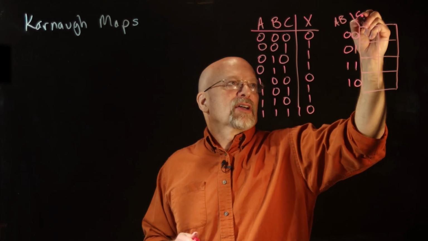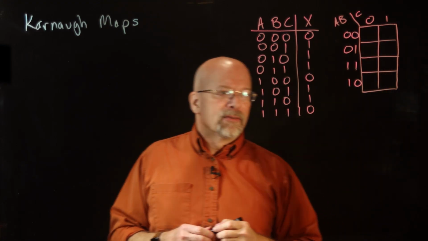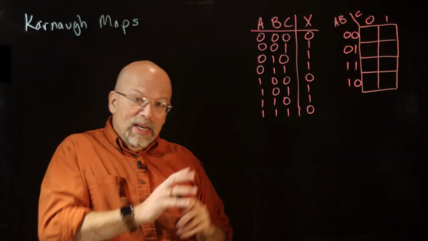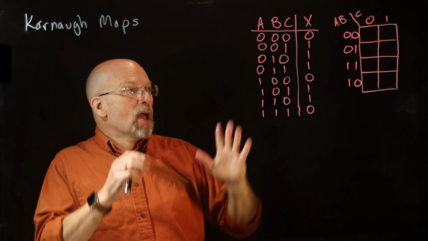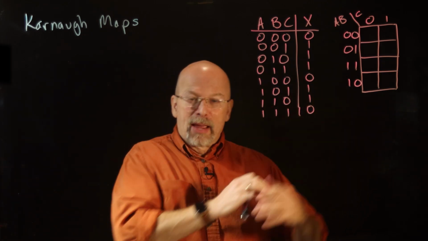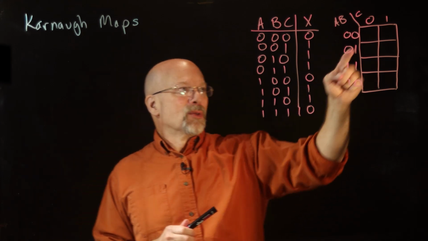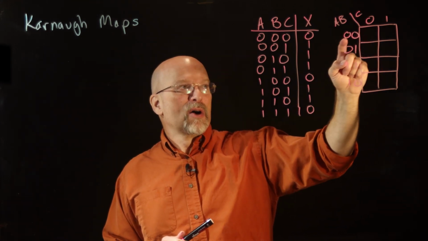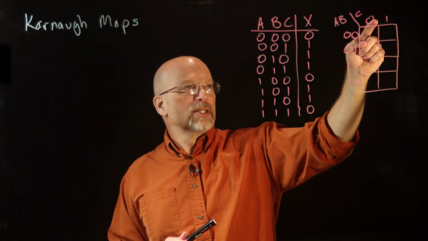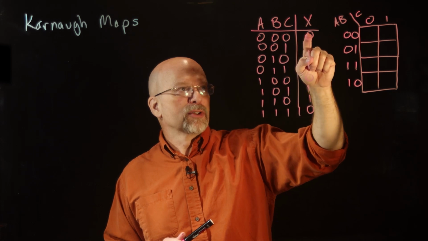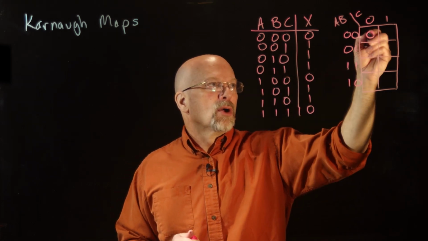Now we're going to identify the columns with the different values of C. And that's really how we're going to lay this out before we map our truth table over to the Karnaugh map. Now, let's do the mapping. This cell right here is the cell where A is 0, B is 0, C is 0. So that's our top row here. This 0 goes there.